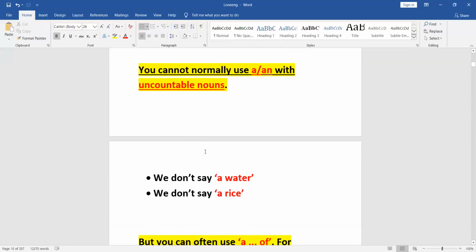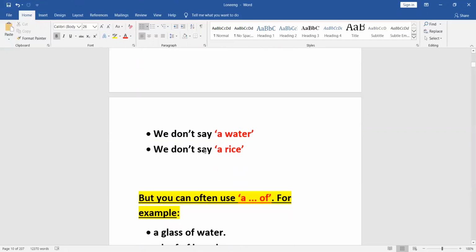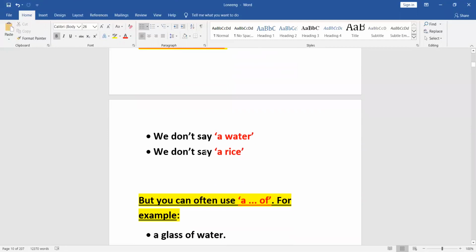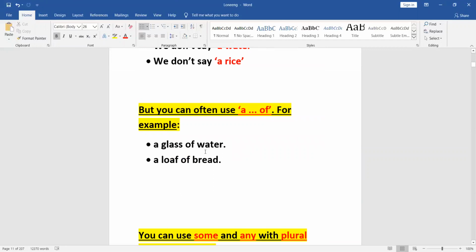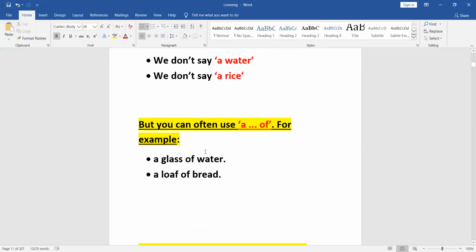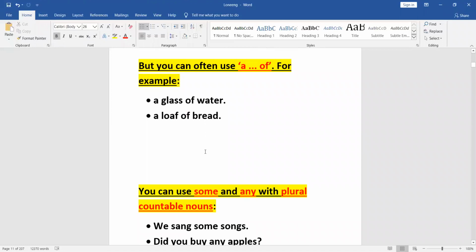So let's take a look at another example. You cannot normally use a or an with uncountable nouns. For example, we don't say a water, we cannot say a rice. Why? Because water cannot be measured like one water, two water. Maybe you can measure it in glasses or in liters or milliliters, but nevertheless, you cannot measure water and rice. And that is why you cannot say a water, but you often use a and of. For example, a glass of water, a loaf of bread.